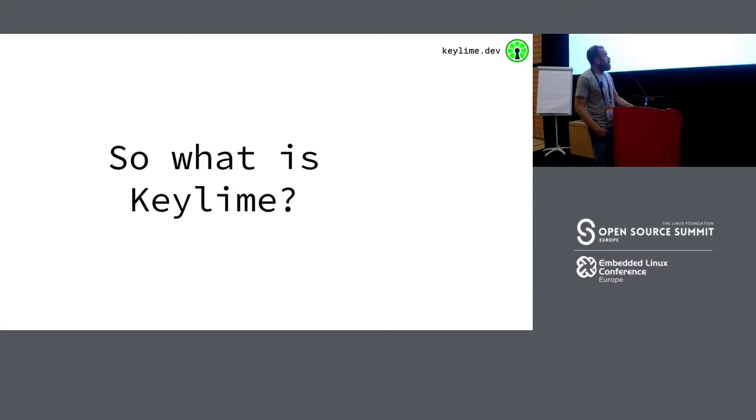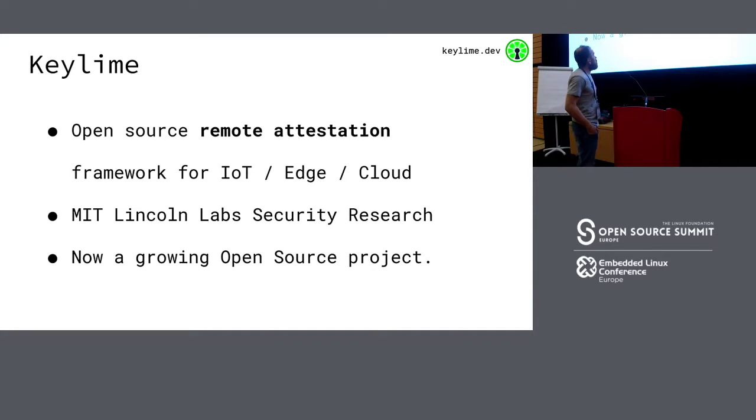Okay, so what is Keylime? Keylime is a project that provides open source remote attestation. It was originally devised in MIT Lincoln Labs. They have a security team there. They came up with the white paper, the cryptographic relations that were used, and they put together some early code as a proof of concept. And since then, it's become an open source project, which various different people are working on.